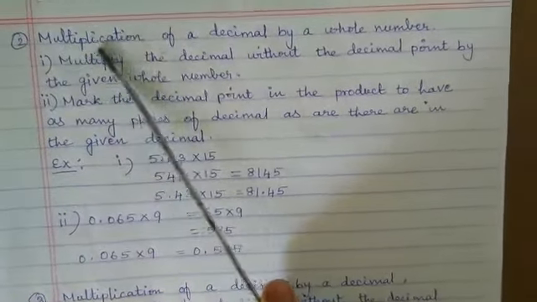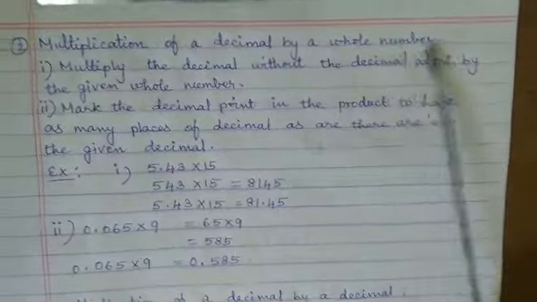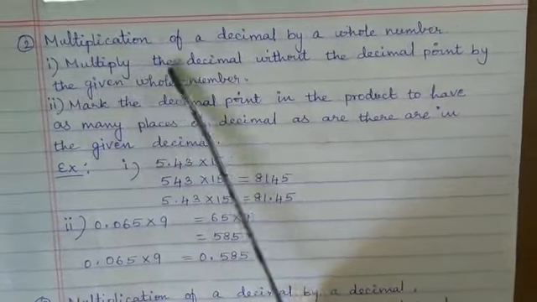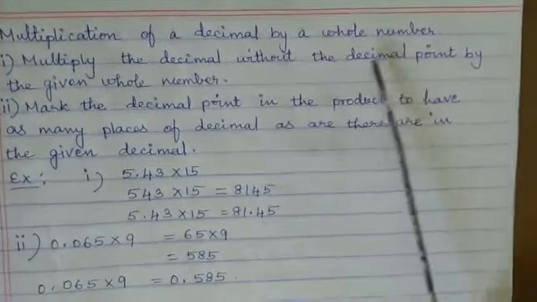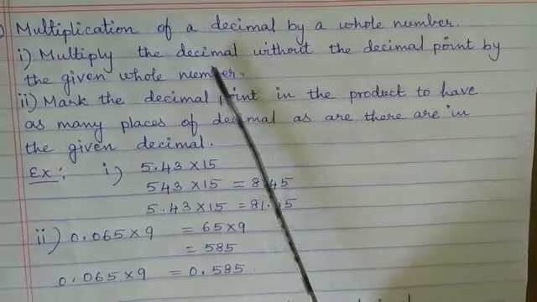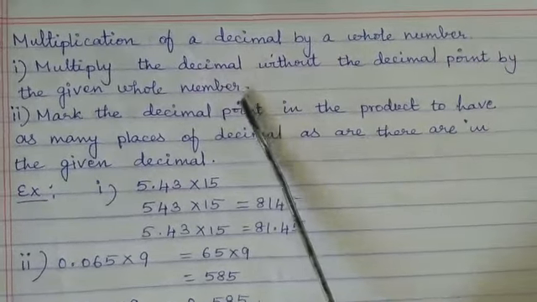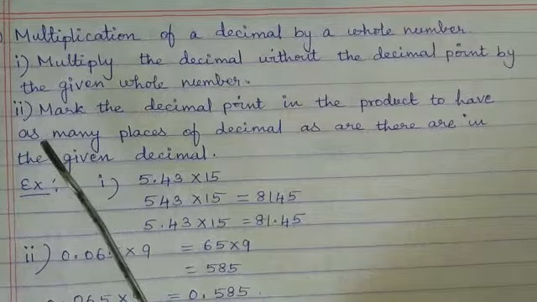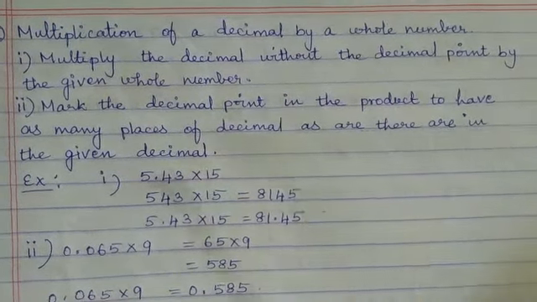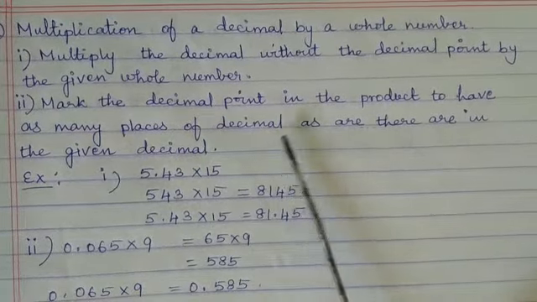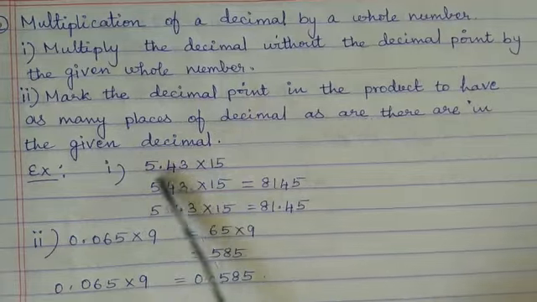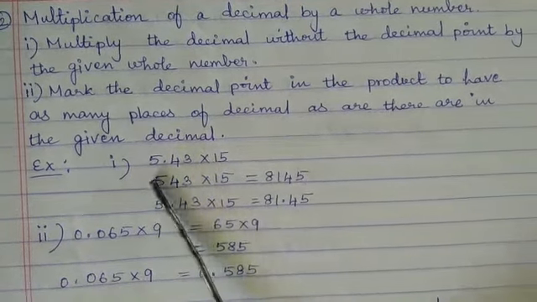Second type is multiplication of a decimal by a whole number. What we have to do in this question is multiply the decimal without the decimal point by the given whole number. So first you remove the decimal point and do ordinary multiplication. Then mark the decimal point in the product to have as many places of decimal as there are in the given decimal.